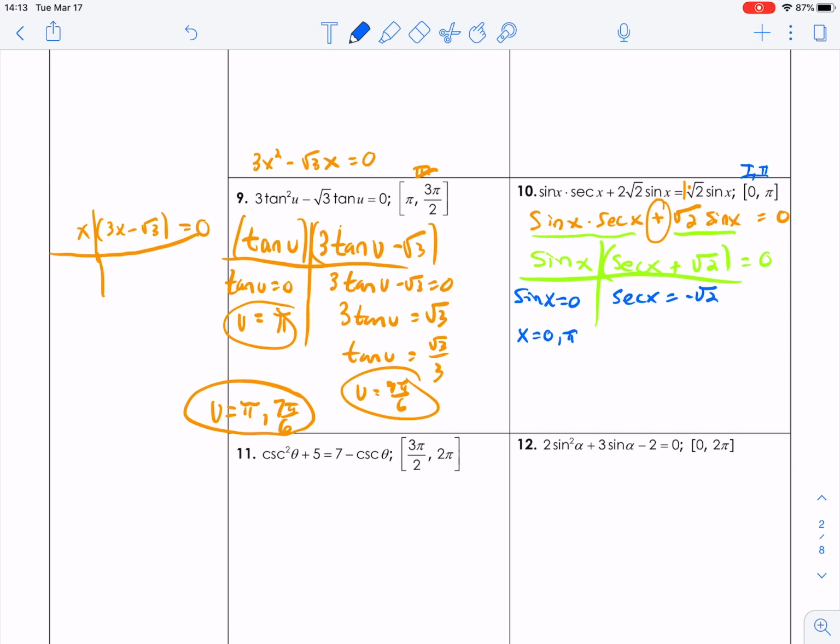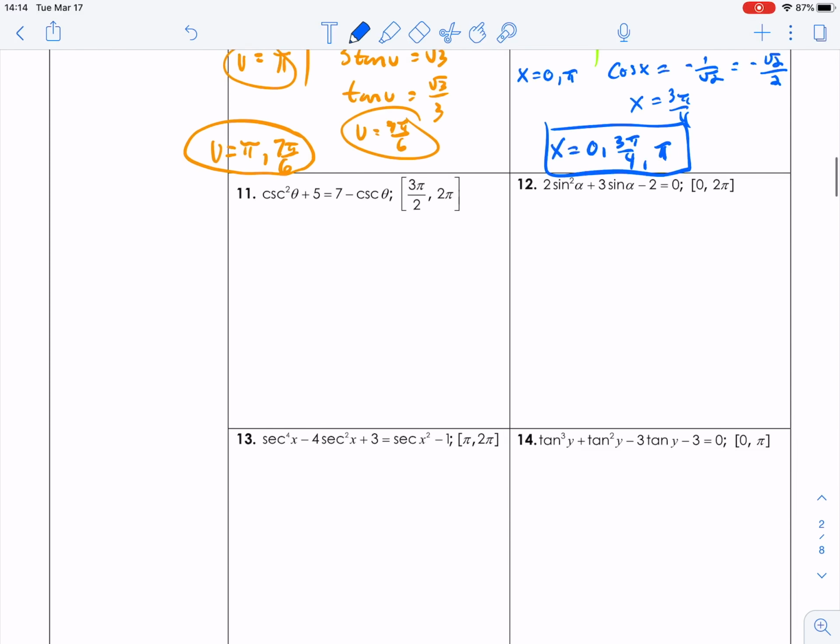And for secant, I don't usually like to leave it with secant. I change it to cosine. So cosine would be cosine of x equals negative 1 over square root of 2, which is equal to negative square root of 2 over 2, which we know pretty easily as x equals 3 pi over 4. So there we go, 3 solutions. X equals 0, 3 pi over 4, and pi. Done. Next, 11 and 12.